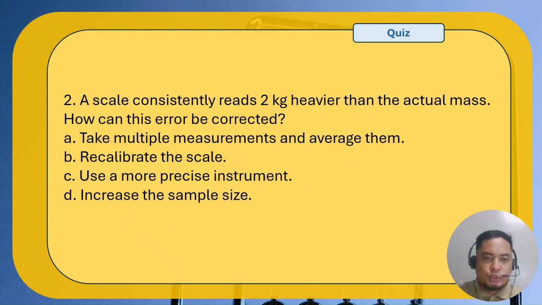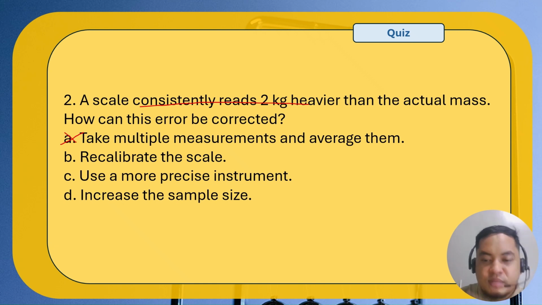Okay. Number two, a scale consistently reads 2 kilograms higher than the actual mass. How can this error be corrected? So it consistently reads 2 kilograms higher than the actual mass. It's a systematic error. How are we going to eliminate or correct this error? Take multiple measurements and average them. It's a way to reduce random errors, so it's not the correct answer.